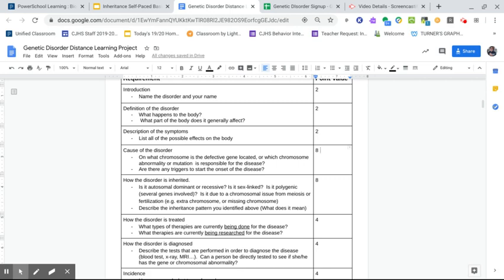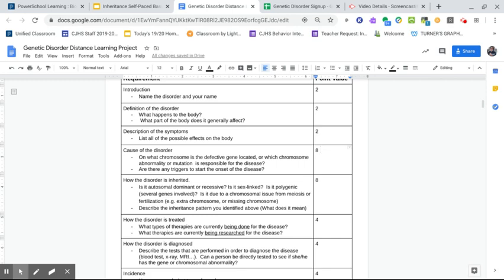If it's not, some of you will have chromosomal abnormalities. It's not just one gene on the chromosome. Some of you will have an entire extra chromosome or an entire missing chromosome. So you're going to identify either what chromosome the gene is located on or which chromosome the abnormality or mutation occurs on, okay? Whether it's an extra one, it's missing part of a chromosome, or it's missing the entire chromosome.